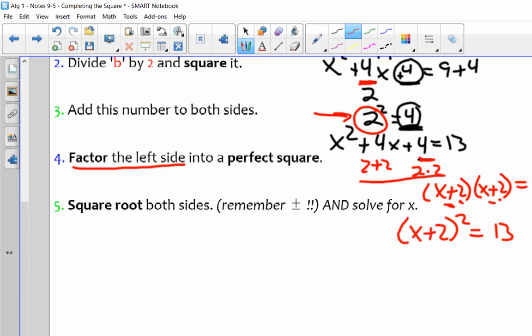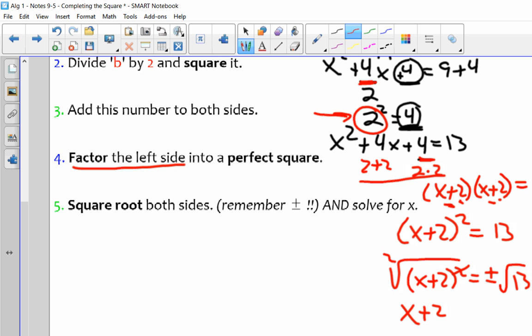Square root both sides. So I'm going to take the square root of both sides. And remember, when you take the square root of a number, we're going to put that plus minus sign. We talked about that earlier in this chapter. Okay. When I take the square root of the left-hand side, all it does is give me what was in the parentheses. The square goes away because it's canceled by a little 2 right there we never see, leaving me with what's inside. Equals plus or minus square root of 13. Okay? That was the first part of step 5.